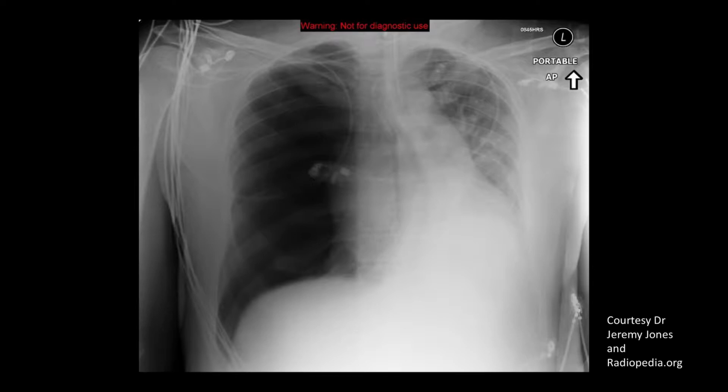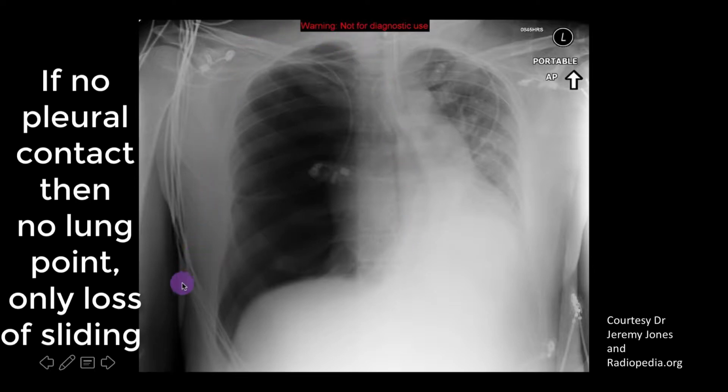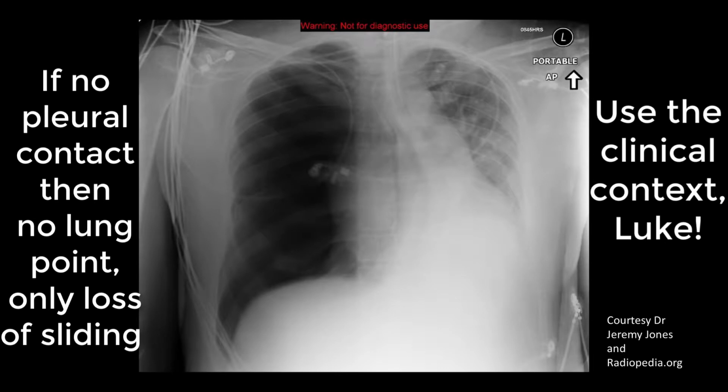Unfortunately, if there is no place where the two pleura come back into contact, like in this tension pneumothorax, there will be no lung point, and so it will not be possible to conclusively diagnose a pneumothorax. All you will see is loss of lung sliding. This is why it's important to integrate the clinical context into your interpretation, just like with auscultation or any diagnostic aid.